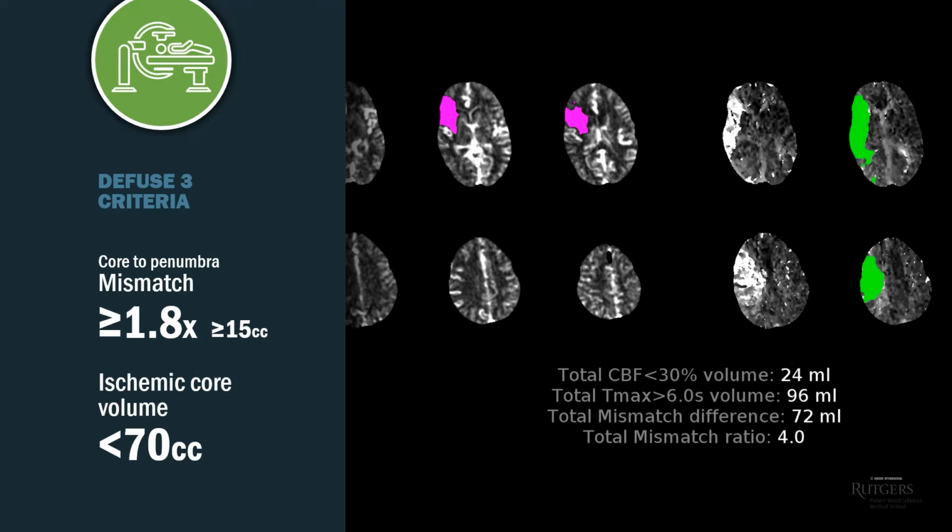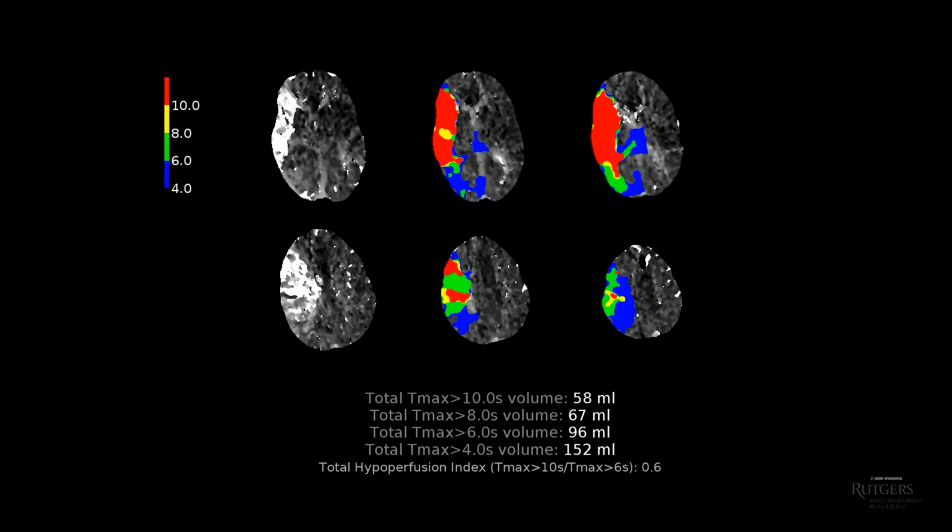Oh, and speaking of penumbra, can we predict if this penumbra is about to convert to ischemic core? What are the chances of this infarct growing? For that, we need to discuss different Tmax thresholds. Tmax of more than 6 seconds in green is how we typically define penumbra. Tmax of more than 10 seconds in red estimates the tissue at immediate risk of infarction.